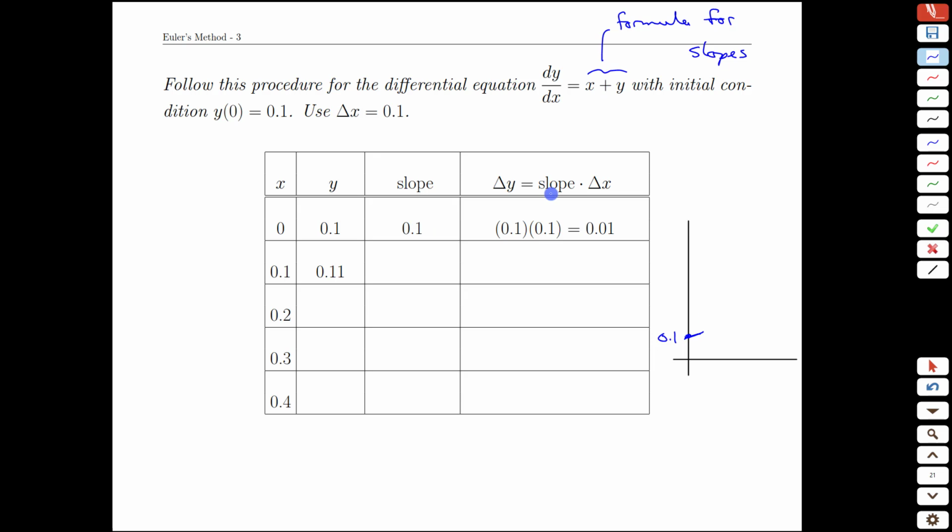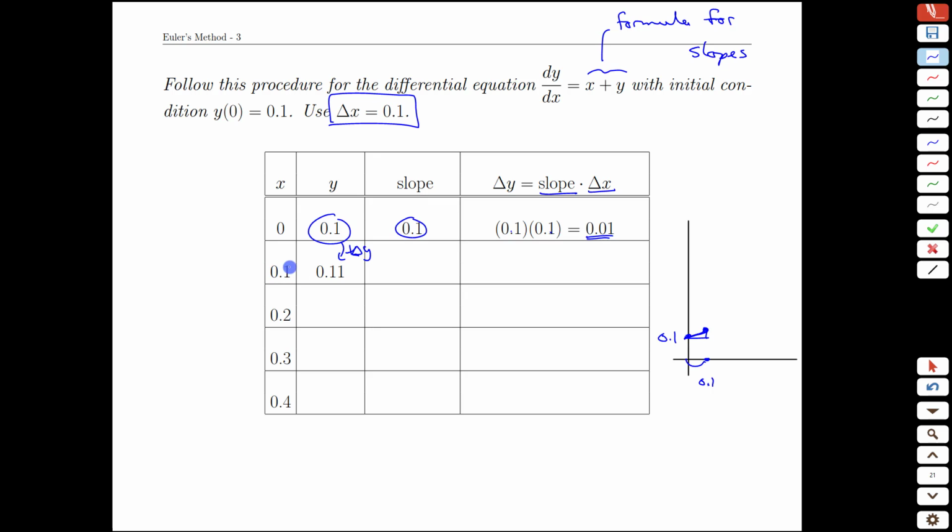And then we combine the slope, the 0.1, with the delta x, which is our step size given to us in this problem. We're going to take a step to the right of 0.1. And we can find out that we don't actually go up that high. In fact, we go up by 0.01, which is the product of those two slope and delta x values. We take our y, we add the delta y we just computed, and we end up at 0.11. So we know exactly where we are at this new point after that one step.